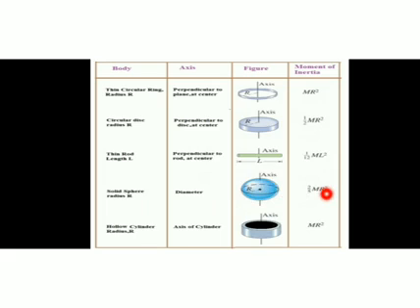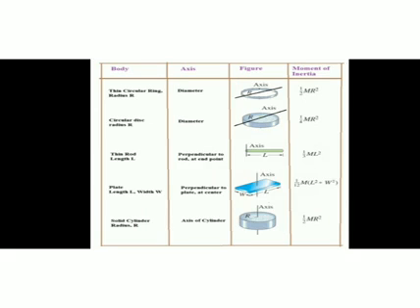moment of inertia of the sphere about its diameter is 2 by 5 mr square, where r is the radius. Then hollow cylinder. For a hollow cylinder of radius r like this, which is rotating about an axis like this, the moment of inertia is mr square. Then for a thin circular ring which is rotating about the diameter, moment of inertia is 1 by 2 mr square. For a circular disc which is rotating about the diameter, moment of inertia is 1 by 4 mr square.